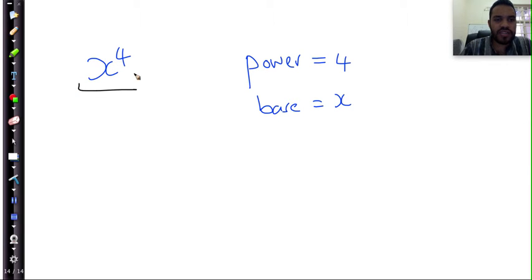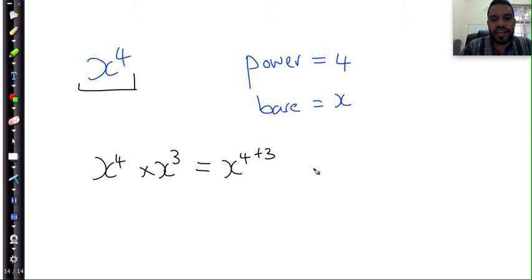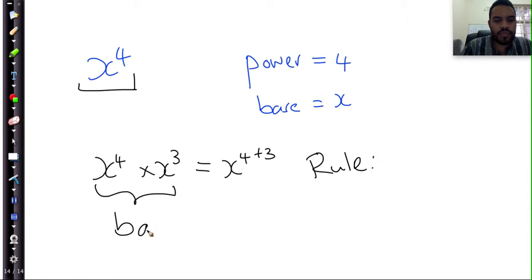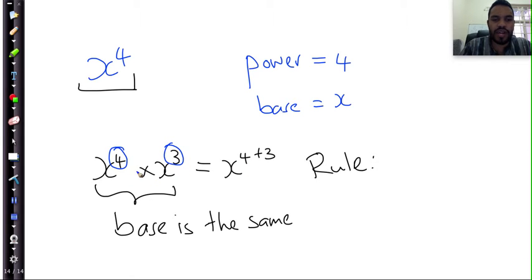For example, x to the power of 4 multiplied by x to the power of 3 is equal to x to the power of 4 plus 3. That's the rule, right? Now let me use some numbers and show you how this works. If I have the same base, the condition here is the base must be the same, then I can multiply them, and then I do something with the exponents. If the bases are the same, then I need to add the exponents when I multiply them.